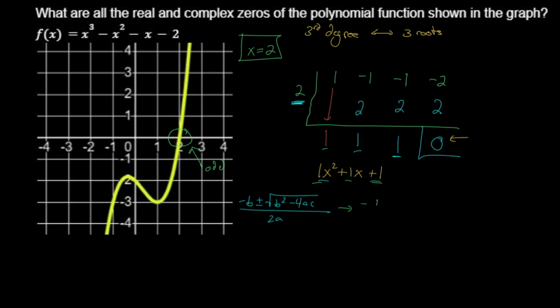So we have negative 1 plus or minus the square root of 1 squared minus 4 times 1 times 1 all over 2 times 1. If I go through and simplify, we have negative 1 plus or minus the square root of 1 squared minus 4 times 1 should give me negative 3, over 2 times 1, which is 2. We have a negative underneath the radical, so we're going to try to break it down here.